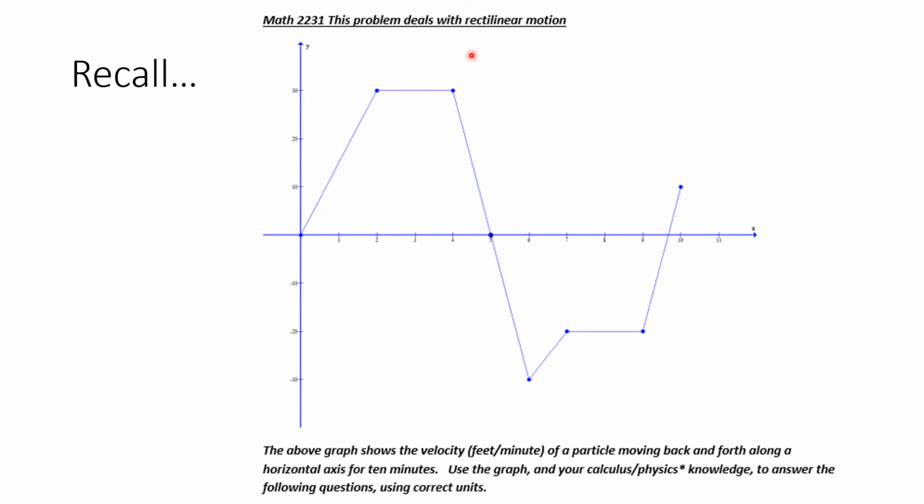So recall, in this problem dealing with rectilinear motion, that is motion in a line, that I gave you a graph. And the graph showed the velocity in feet per minute of a particle moving back and forth along a horizontal axis for 10 minutes. Now that means this is velocity and this is time. So use the graph and your knowledge of calculus or physics to answer the following questions using correct units. And I did cover enough of the physics for you to be in good shape with this, as well as the calculus.